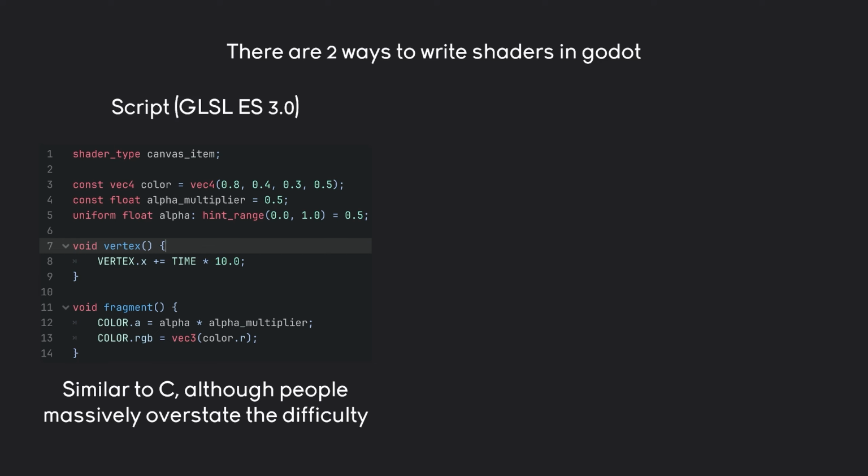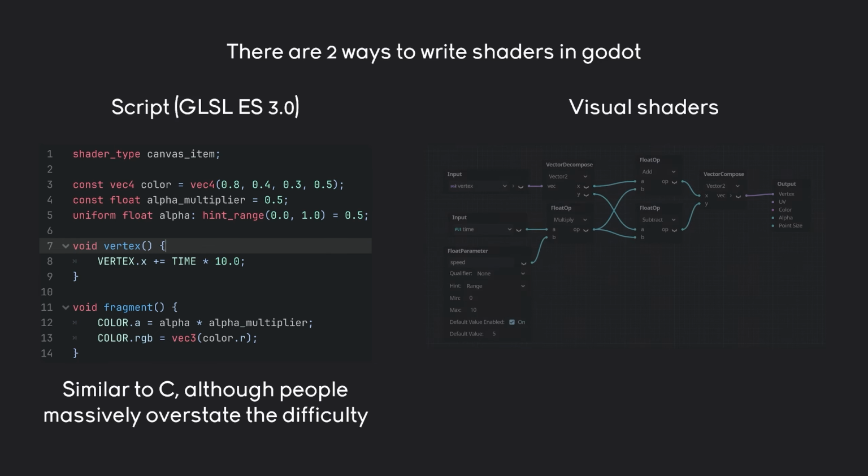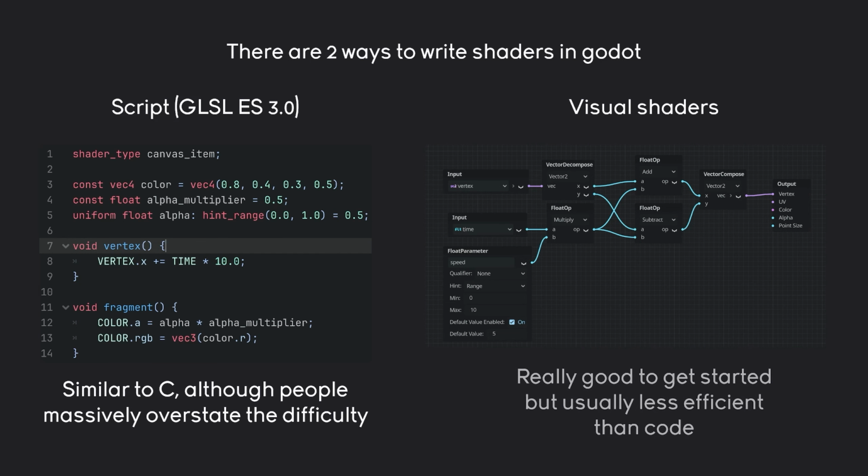Now, the alternative to a script is a visual shader. This one would look something like this. These shaders, I find, are quite good to get started with the shading language in general. You are getting a ton of visual feedback, and it's quite easy to move things around. However, as we go along, you probably are going to use less and less of a visual shader and more of a script, simply because the script is significantly more efficient.